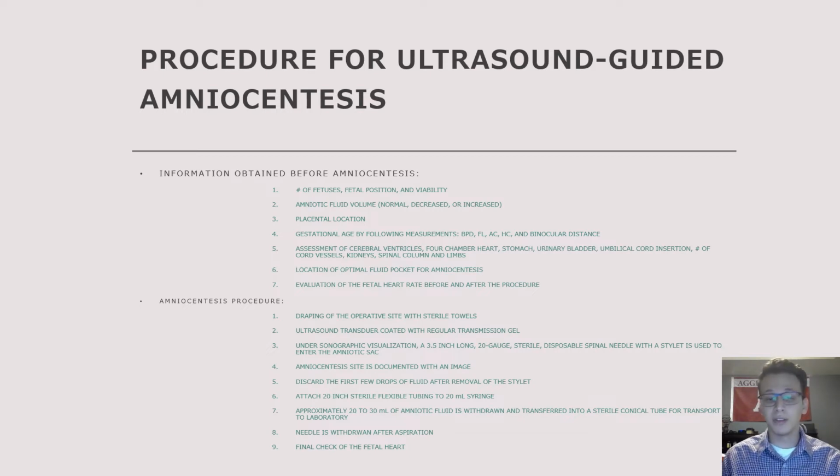So now we get into the procedure itself. First, you need to drape the operative site with a sterile towel. You need a sterile field. The ultrasound transducer is then coated with regular transmission gel. And then under sonographic visualization, we use a 3.5-inch long, 20-gauge sterile disposable spinal needle with a stylet, which is used to enter the amniotic sac. Amniocentesis is then documented with an image.